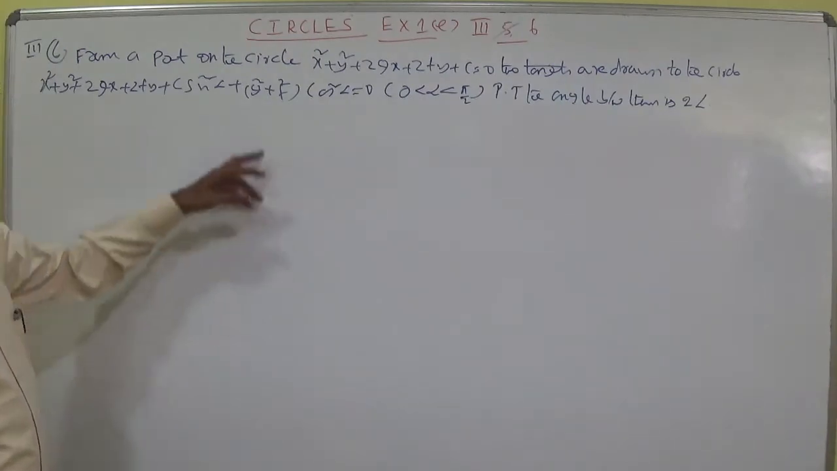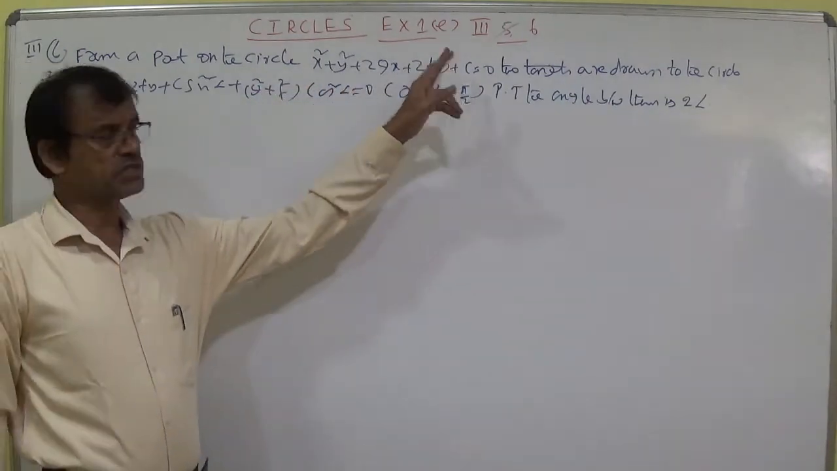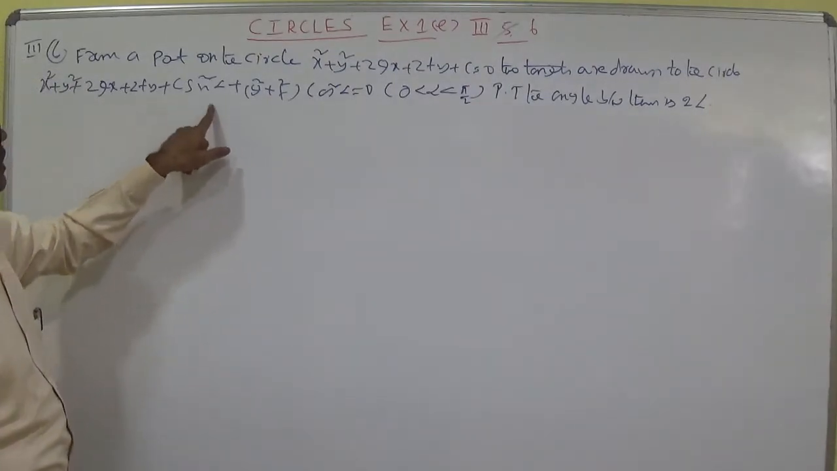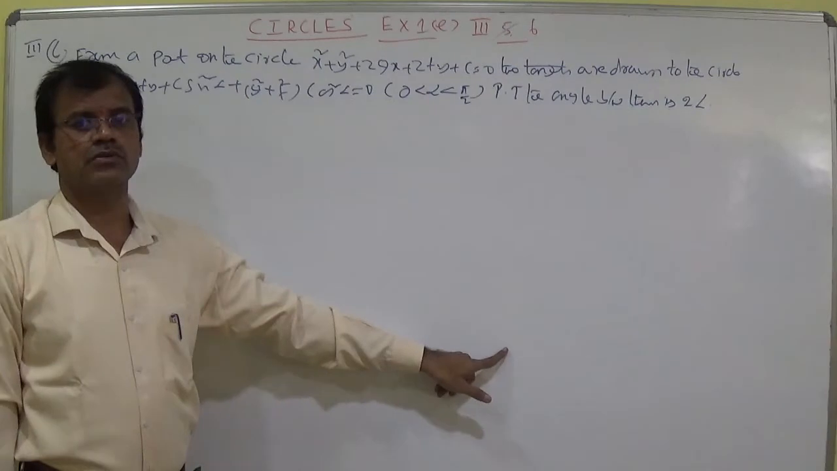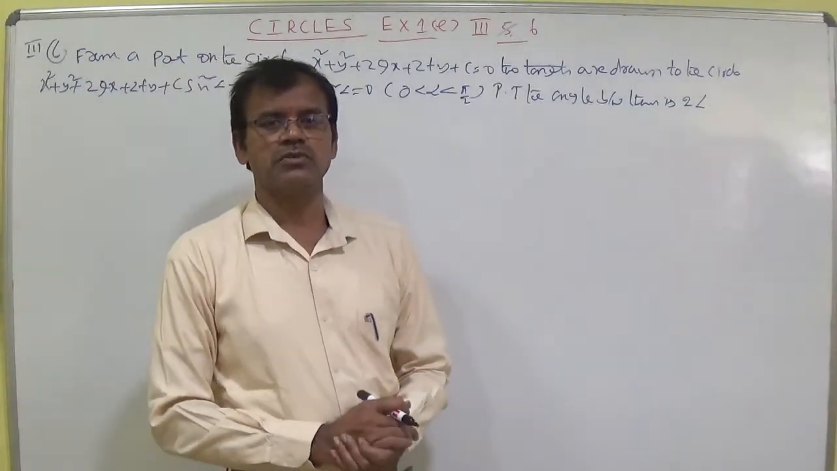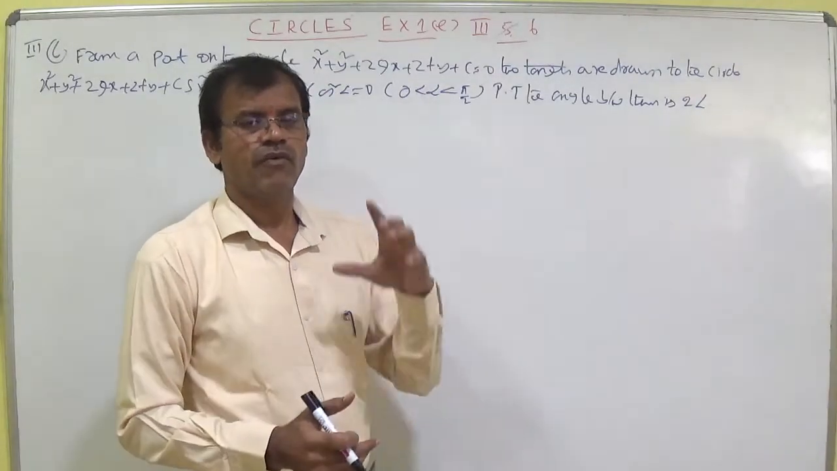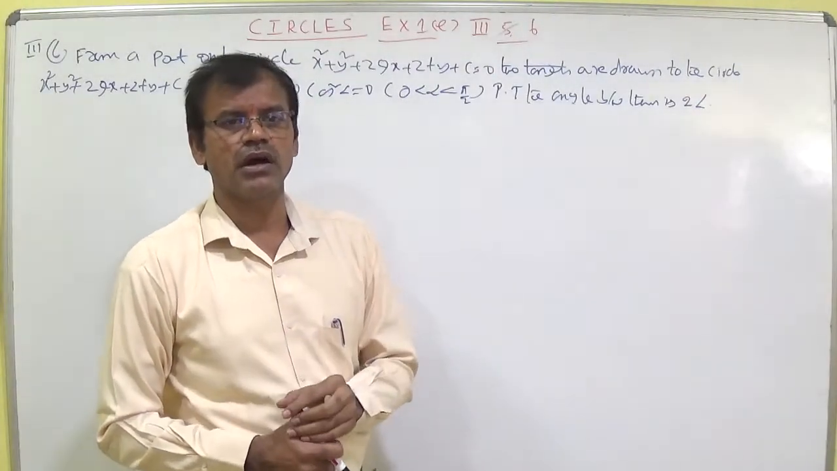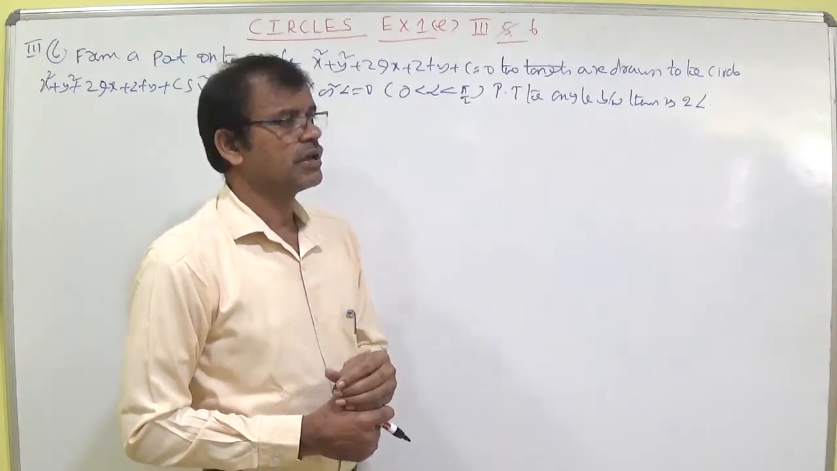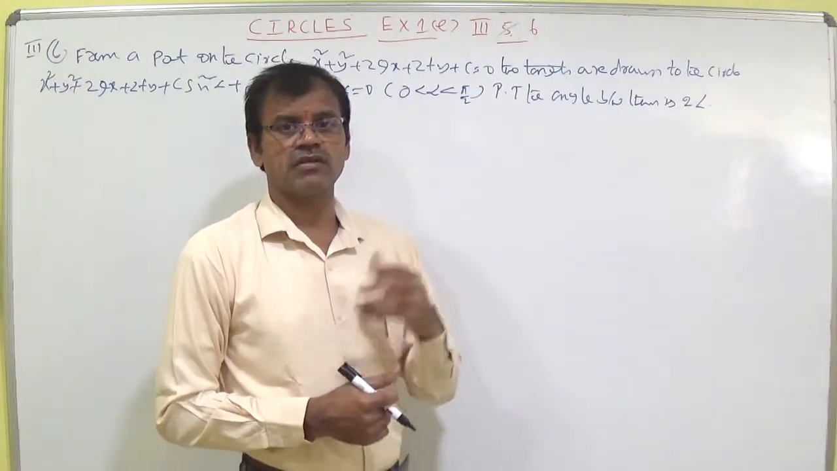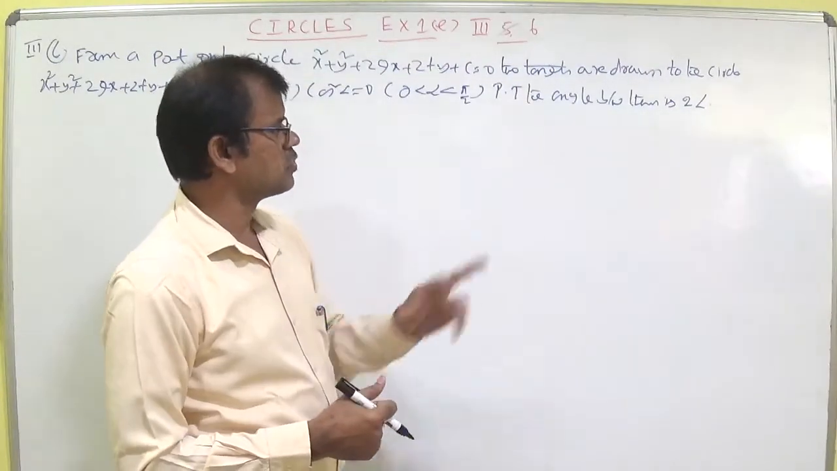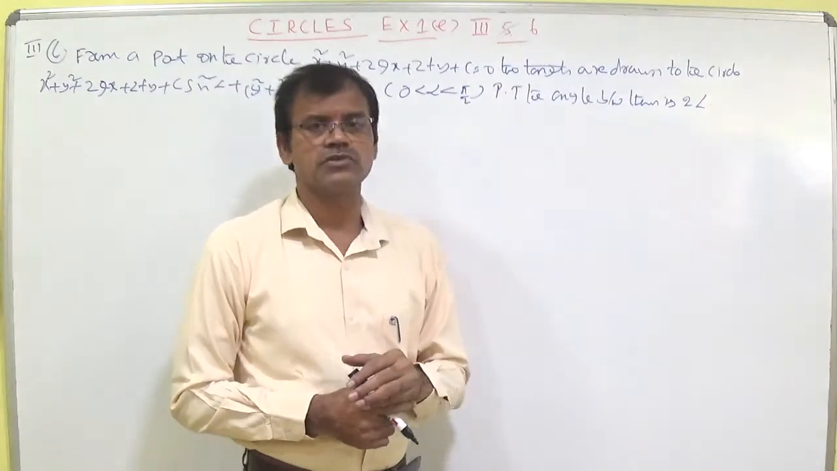Try to understand that this circle x square plus y square plus 2gx plus 2fy plus c equal to 0 and the other circle with the same x square plus y square plus 2gx plus 2fy only differ by a constant. Whenever two circles differ by a constant, they are said to be concentric circles. So here two circles are concentric. From any point on a given circle, two tangents are drawn to the other circle, and we should prove that the angle theta is equal to 2 alpha.